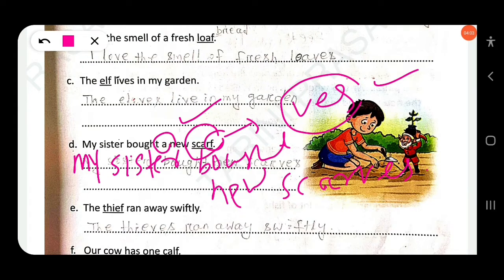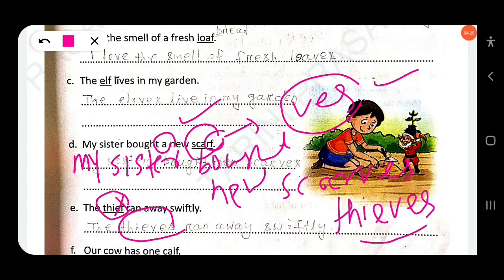Then next: the thief ran away swiftly. Here thief is singular, and you have to change it into plural. As the noun ends with f, we remove f and write ves in place of f. The thieves ran away swiftly.